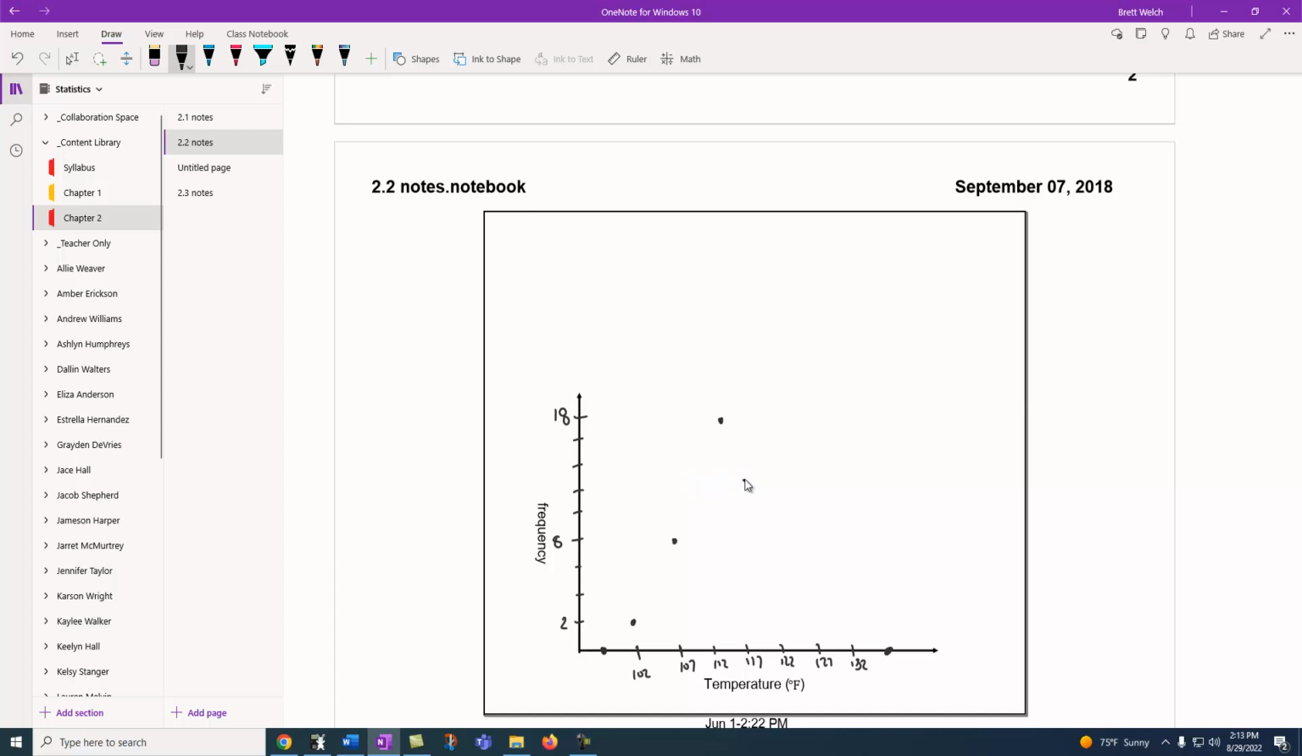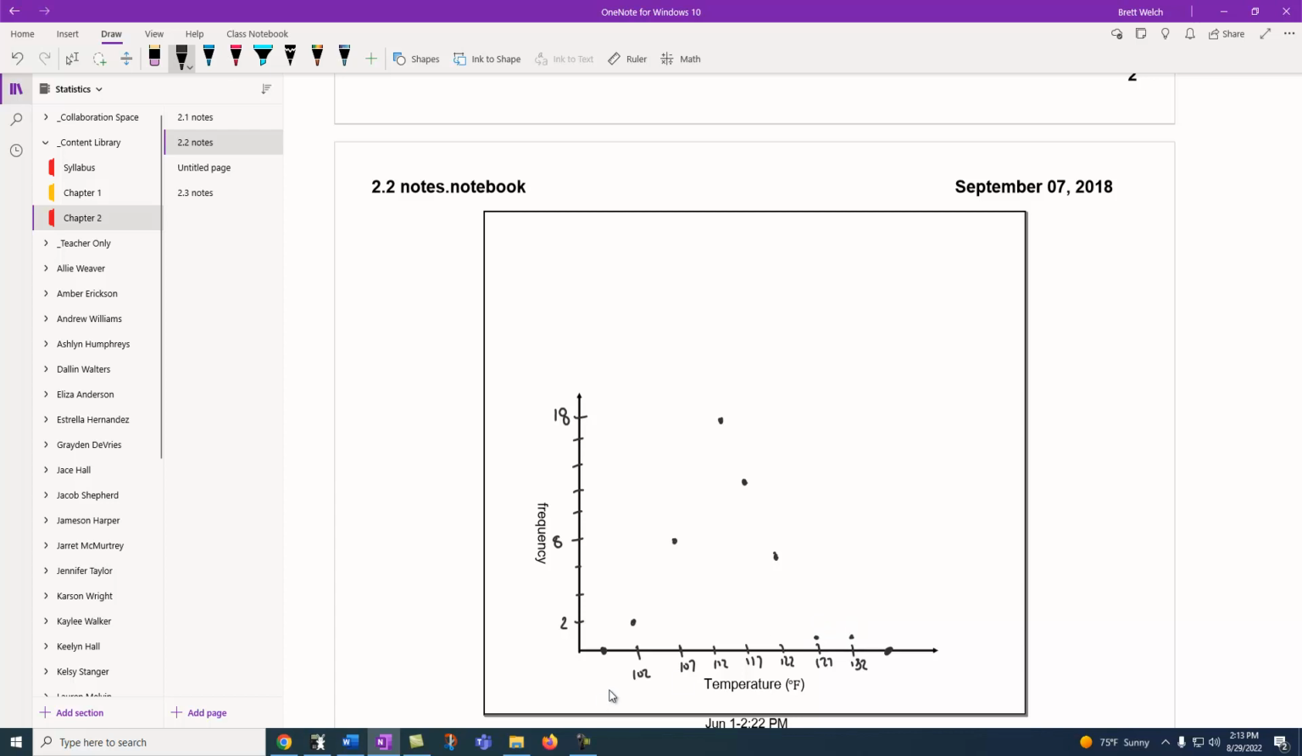Excuse my bad graphs on here. I'm just doing the best I can. 122 would have about 7, so that should be just under the 8. And then 127 was at 1, which would be down here, and 132 was at 1.